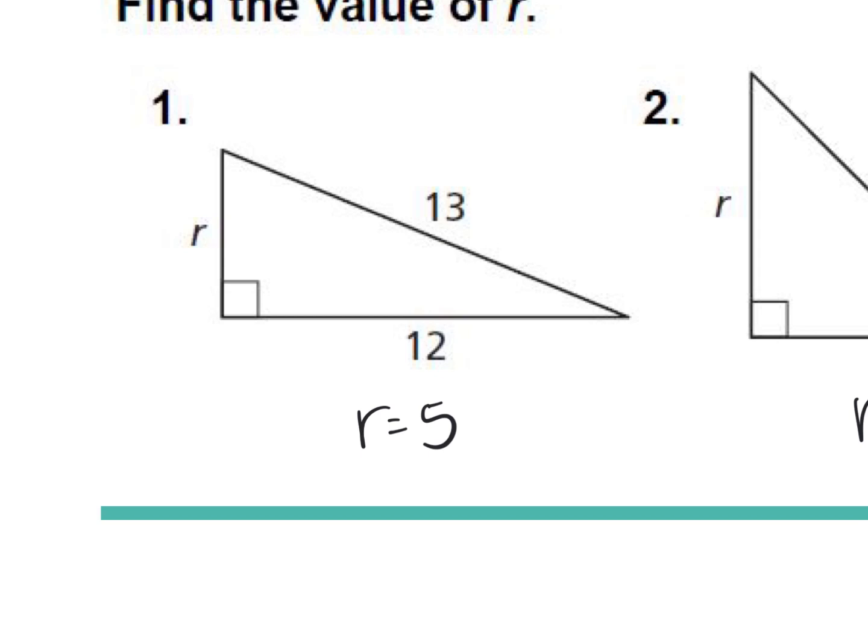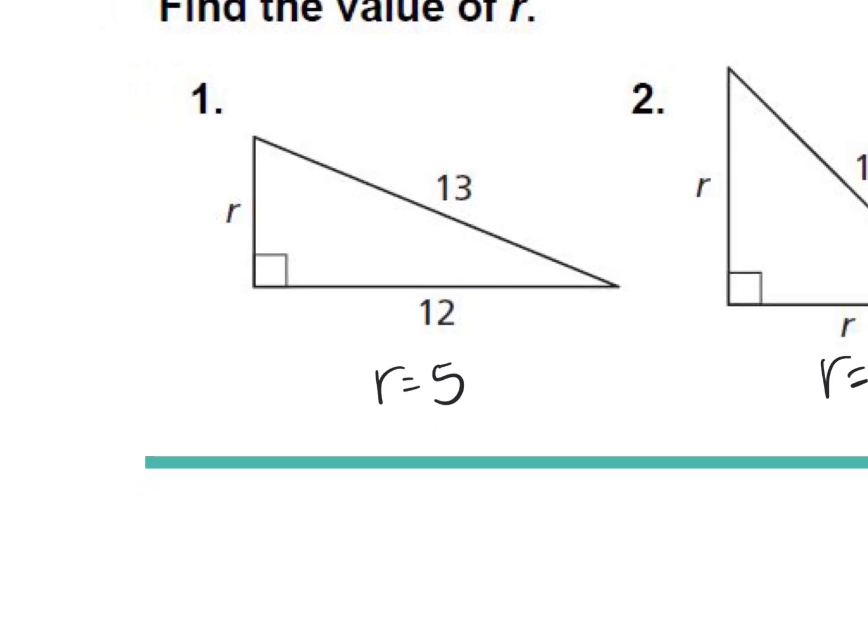Label your sides A, B, C. Which one did you make A? I made 5, A. And I made 12, B. Okay. And 13, C. Excellent.